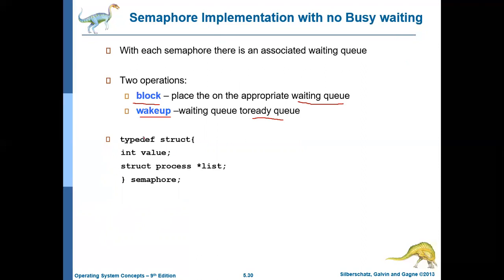Let us now discuss how we can implement a semaphore without any busy waiting. Here is a small program that we will be discussing. This will actually be implemented by using a linked list.